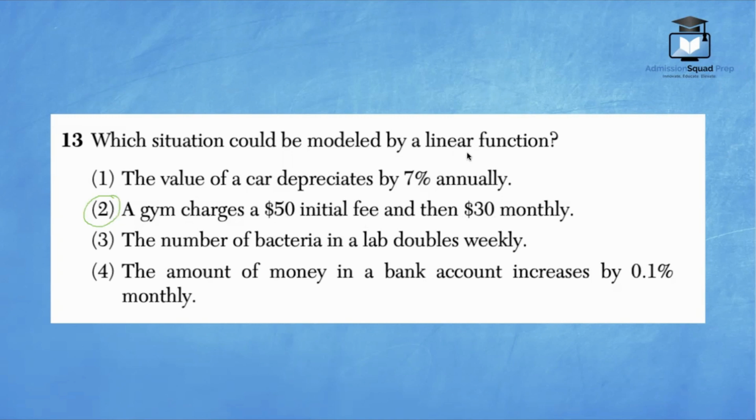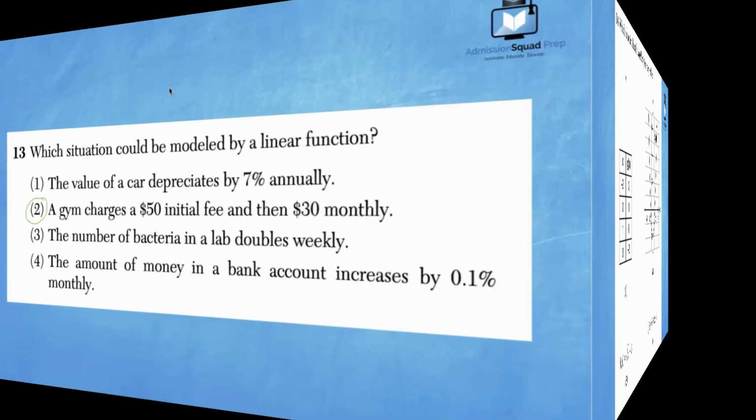Sounds like an exponential function to me. And answer choice 4, the amount of money in a bank account increases by 0.1% monthly. Again, we'll be multiplying by 0.001 every single month. So that's also an exponential function. Choice 2 is the correct answer.